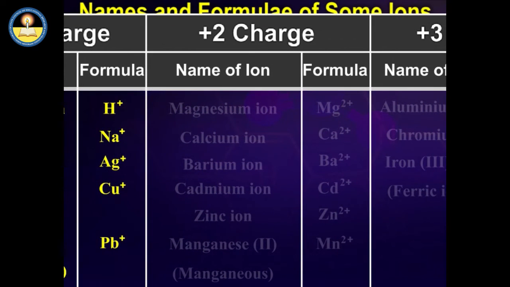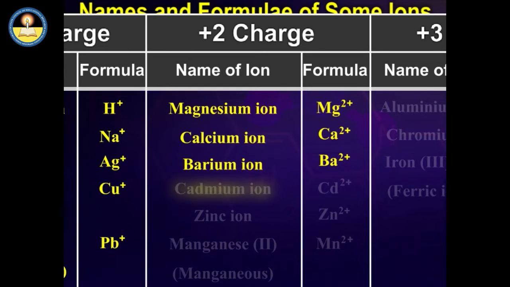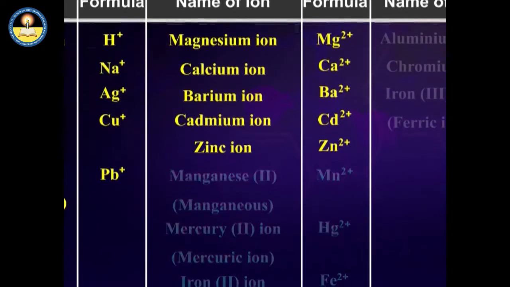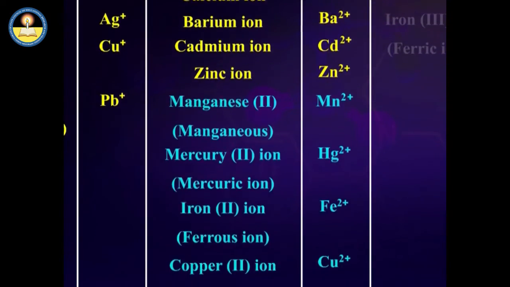The ions having +2 charge are magnesium ion, that is Mg2 positive, calcium ion, Ca2 positive, barium ion, written as Ba2 positive, cadmium ion, written as Cd2 positive, and zinc ion, written as Zn2 positive. You can see the rest of the ions with +2 charges on the screen.